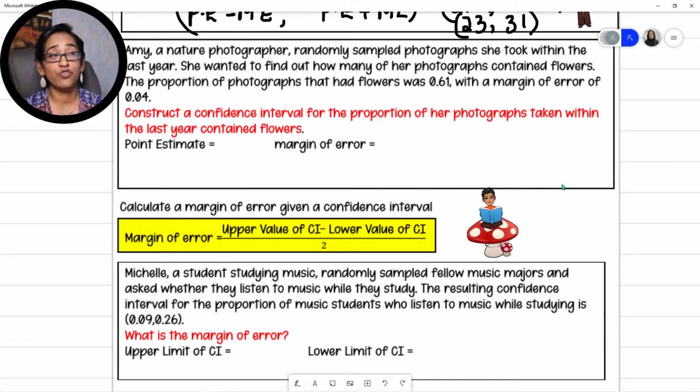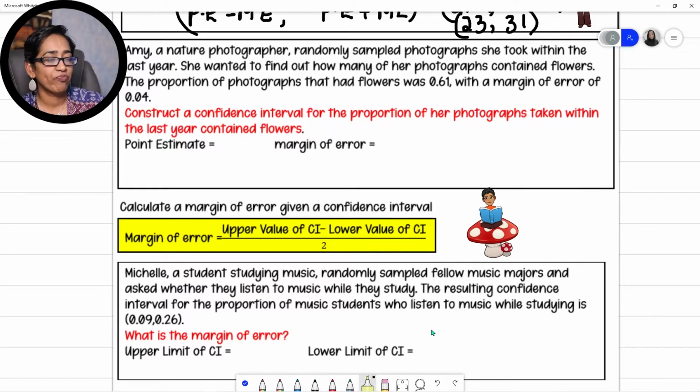Amy, a nature photographer, randomly sampled photographs she took within the last year. She wanted to find out how many of her photographs contained flowers. The proportion of photographs that had flowers was 0.61, with a margin of error of 0.04. Again, it's like give or take. So consider margin of error as give or take, right?